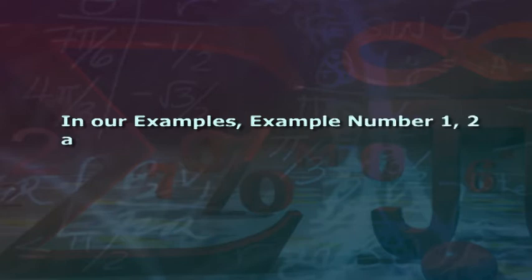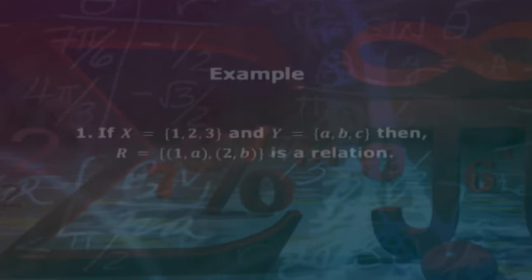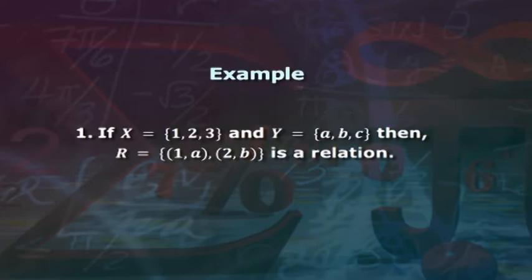Note that it is not necessary that for every element x in X, there is some y in Y such that the ordered pair (x, y) is in our relation R. In our examples, examples number 1, 2 and 5 are such examples. In example 1, no element of the set Y is related to 3.